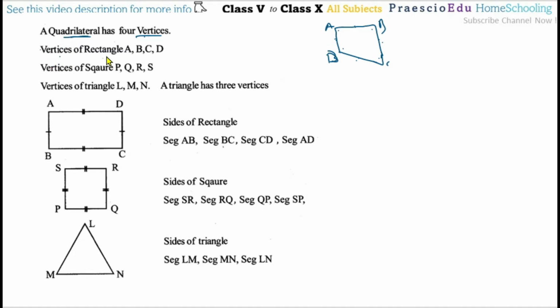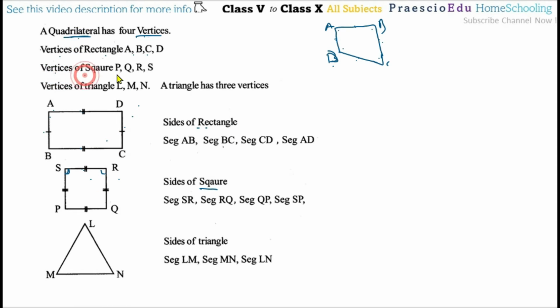Then vertices of the rectangle are A, B, C, D. Here ABCD is also a rectangle, means this is also a quadrilateral, but due to some more specification, equal lengths of all sides and 90 degrees for all angles, we can say this is a square. But with only right angles and opposite sides equal, we can say it is a rectangle. But actually this is also a quadrilateral and this is also a quadrilateral.